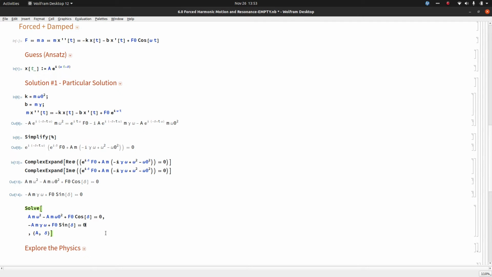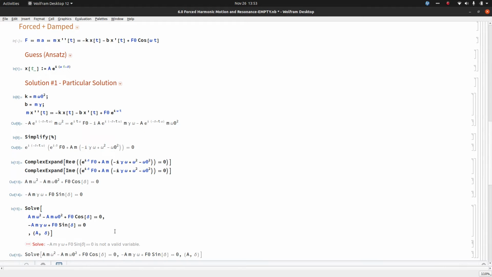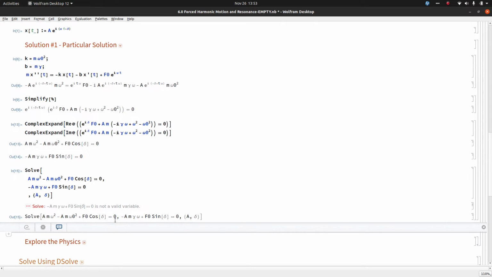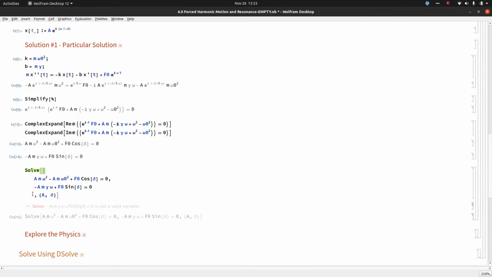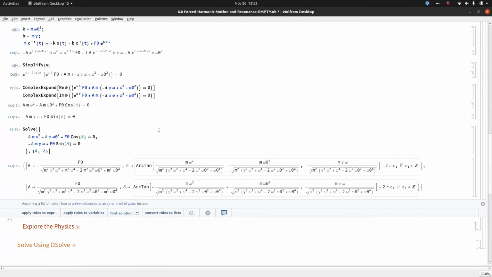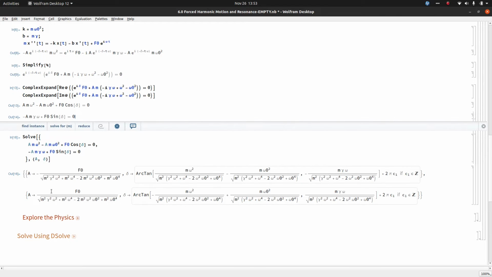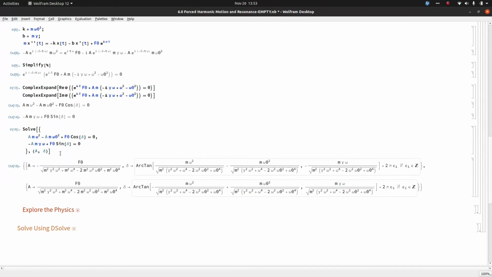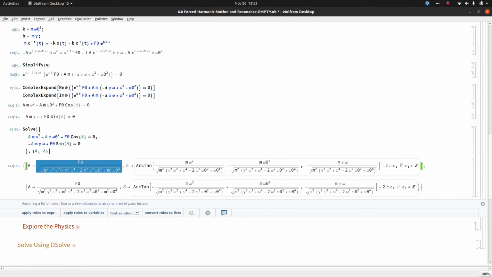When I do this, you will see it's saying it's not a valid variable, because it's assuming that this is a variable when I need to put this in a list, so I need the curly brackets. Easy fix. So you can see, I'm going to scrunch that down a little bit. You can see we've got two different solutions, and these differ by an overall minus sign, and everything else is exactly the same.